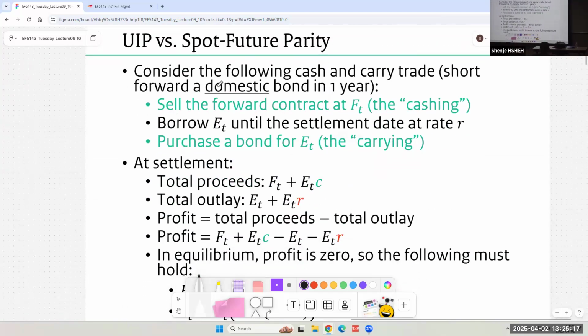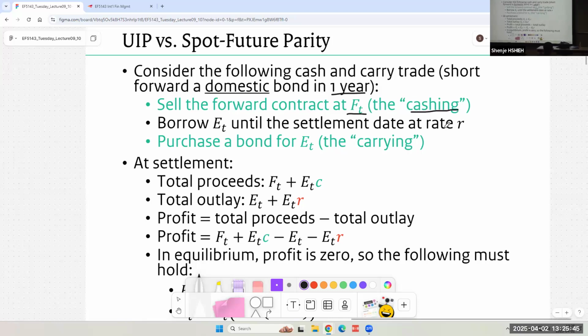So to prove this, we use what's called the cash and carry explanation. So this is what you do. Suppose the underlying asset, just for the sake of demonstration, is a domestic bond that we're supposed to deliver in 1 year. So what you do is you sell forward, meaning that you're going to create cash inflow sometime in the future, and you're going to receive F.